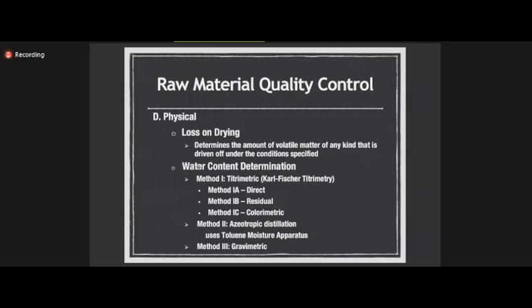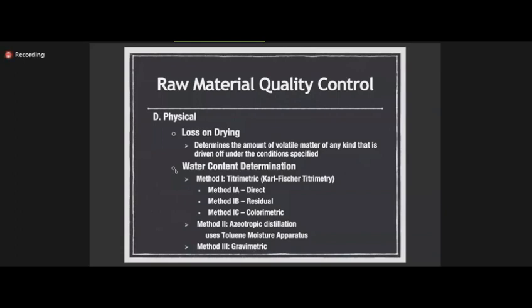So we have first your loss on drying. Loss on drying is the amount of volatile matter present in your compound. That includes water, and it includes the solvents that were left behind. So, that's your loss on drying.